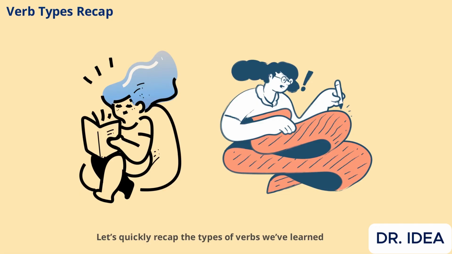Let's quickly recap the types of verbs we've learned. Action verbs show what someone does. Linking verbs connect the subject to more information. Helping verbs support the main verb. Transitive verbs need an object, intransitive verbs do not. Regular verbs add "ed" for past tense, and irregular verbs change forms. Knowing these types helps you use verbs correctly in any sentence.